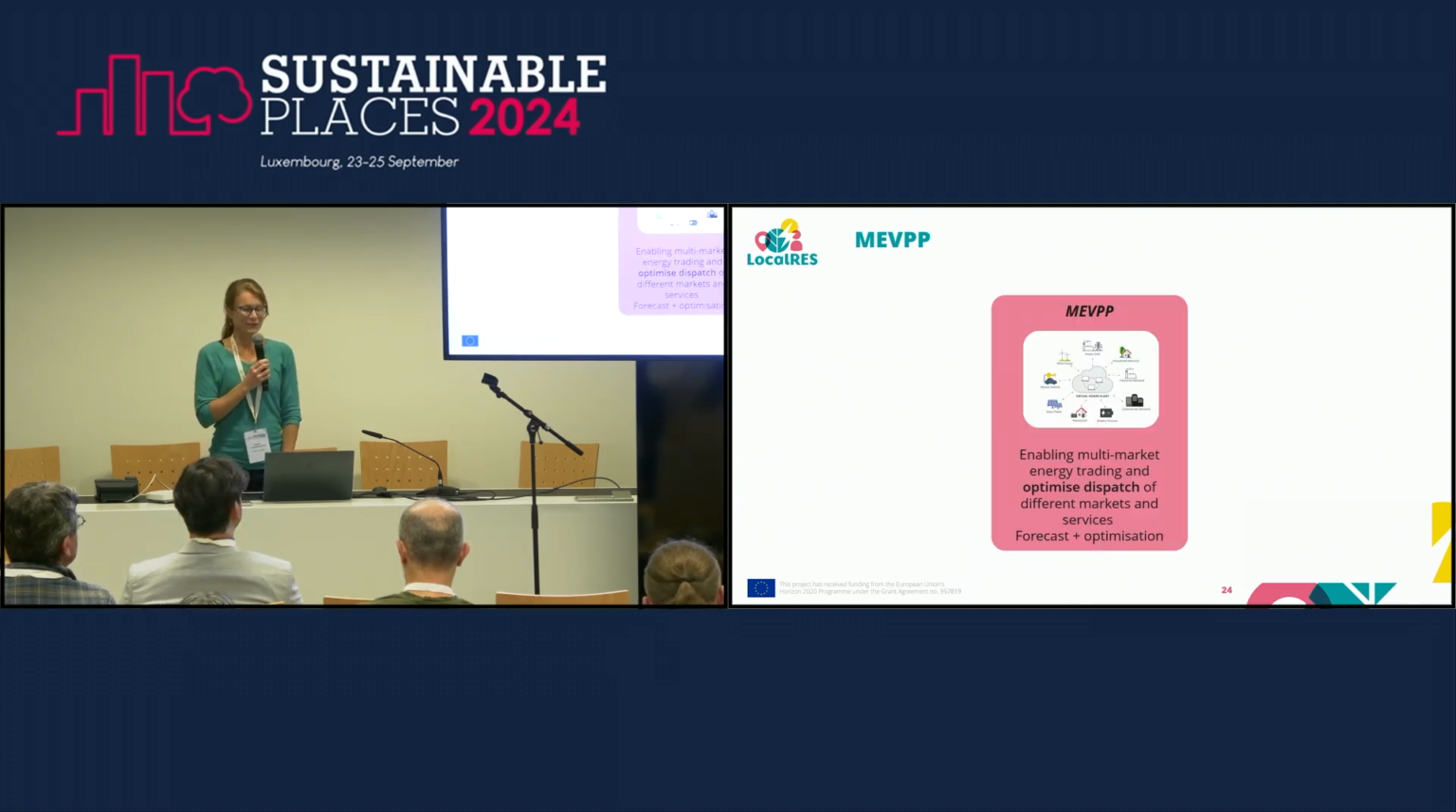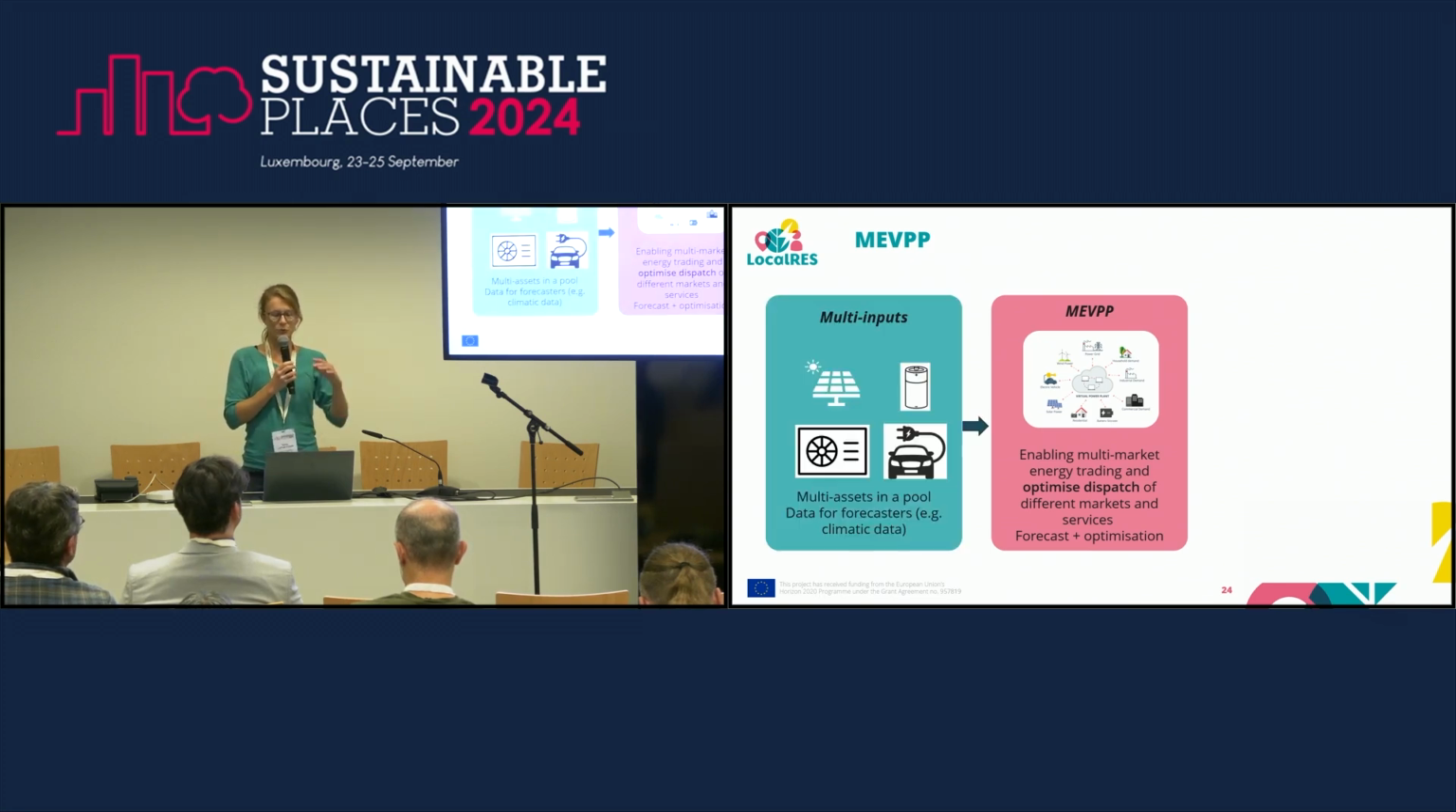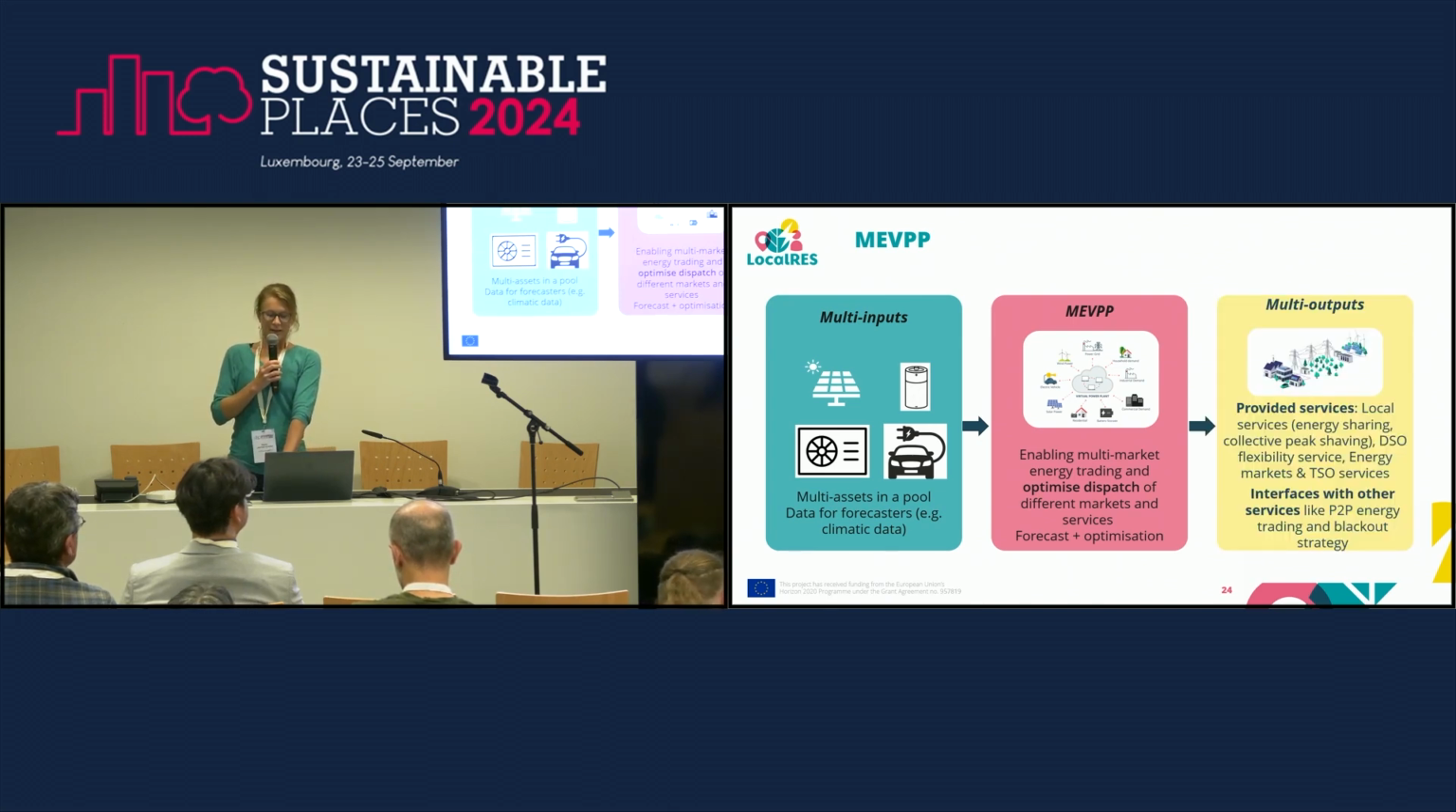The objective of this MEVPP is, as I presented before, to enable multi-market energy trading and optimize the dispatch of different markets and services. So it does forecast and optimization. As an input, you have to define the characteristics of different assets like PV panels, battery, heat pumps, and electric vehicle, but also provide climatic data for the forecasting module. And as an output, there will be a dispatch between different provided services.